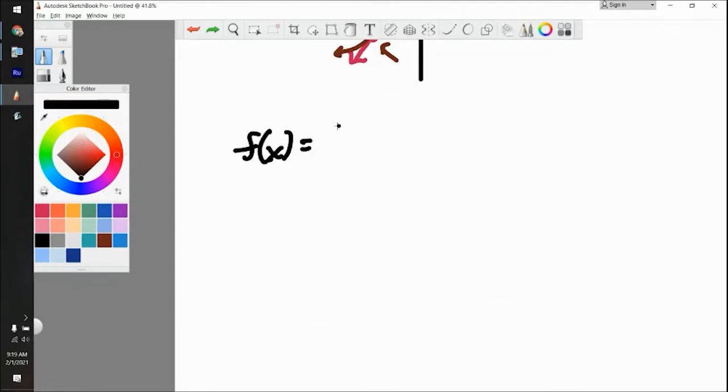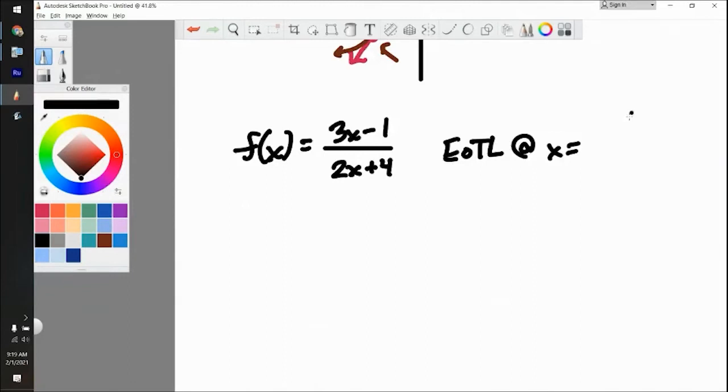Let's do the quotient rule. Let's do 3x minus 1 over 2x plus 4. What I want is the equation of a tangent line of f at x equals negative 1. I'm going to give you a couple minutes to do that. Let's put it in slope-intercept form and then throw the answer in the chat if you have it, or just yell it out because we're all friends here.